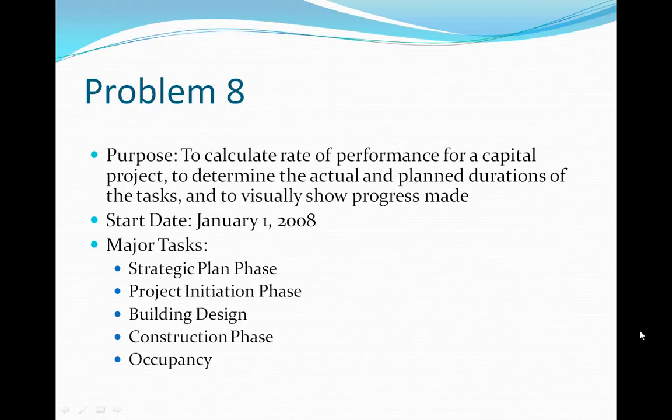The major tasks for this project are as follows: strategic plan phase, project initiation phase, building design, construction phase, and occupancy. Each of these tasks were entered in Microsoft Project with precedence included. It is important to note that two of the subtasks within the project initiation phase, Master Facility Plan and Space Programming, are set to finish with one another.